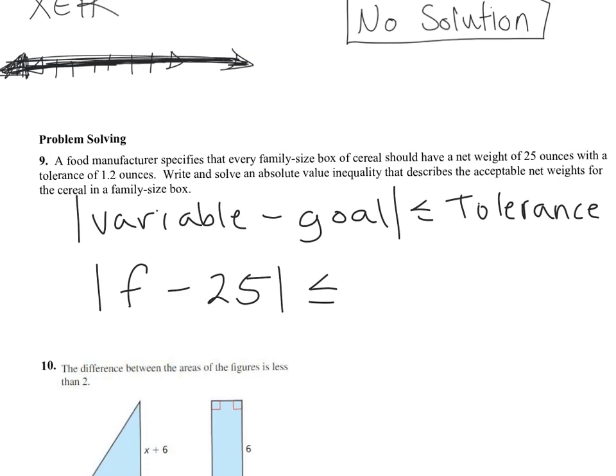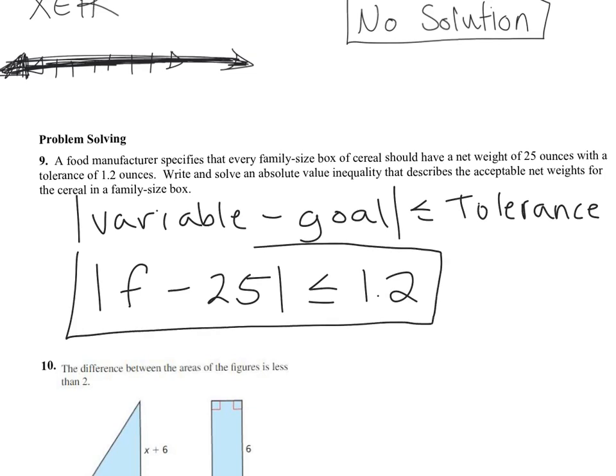Now, what this means is something that the company or the organization is willing to be plus or minus. I don't know if you guys have ever dealt with percent error or things like that, but tolerance is kind of like that, where we will tolerate the net weight to be less than or equal to that. We are okay with that. But if it's anything bigger than that, we're not okay. So that's what that tolerance is. And our tolerance, it says in the problem, is 1.2. And that's all there is to it. That's all we do to solve it.